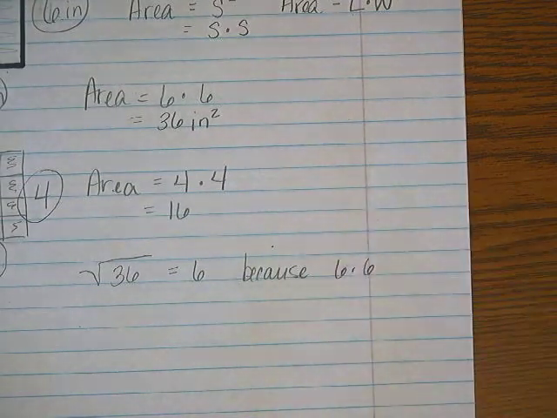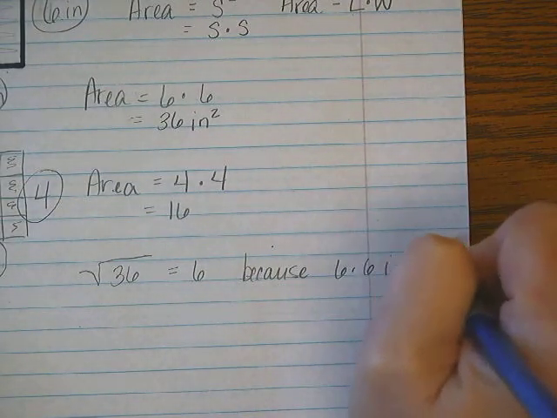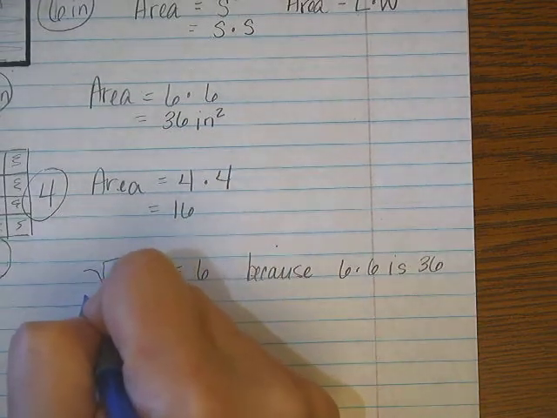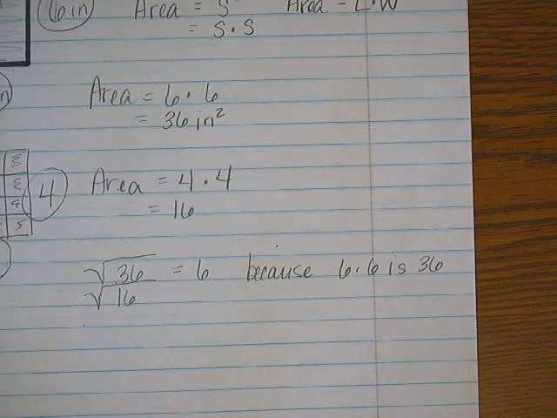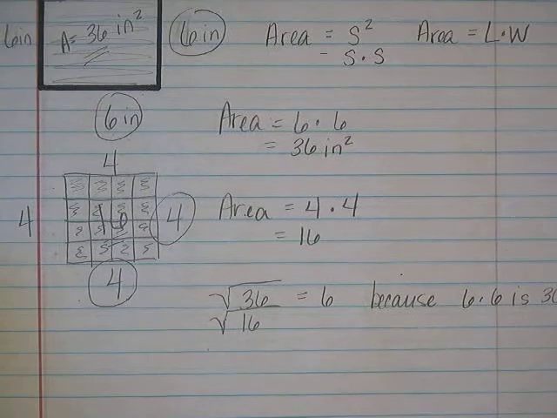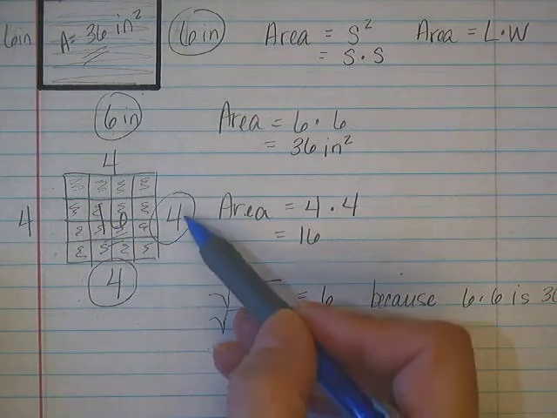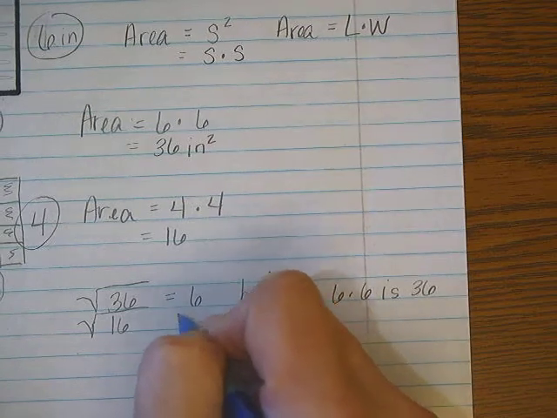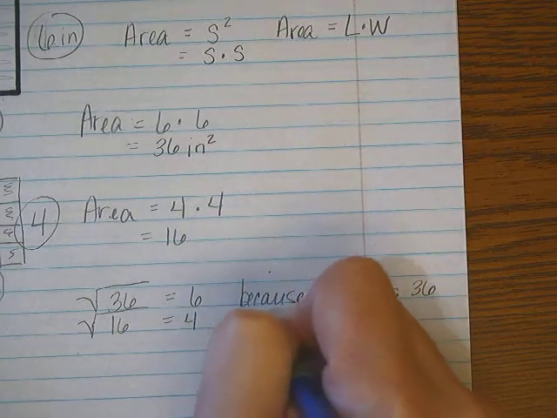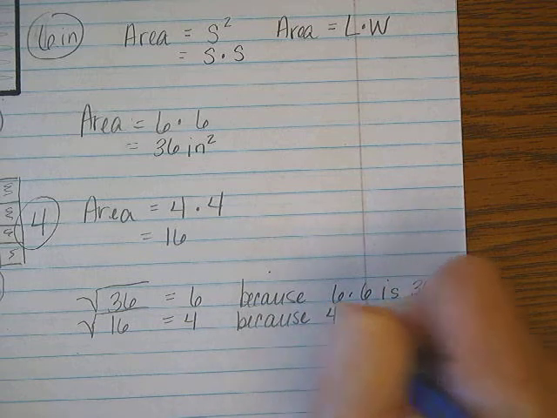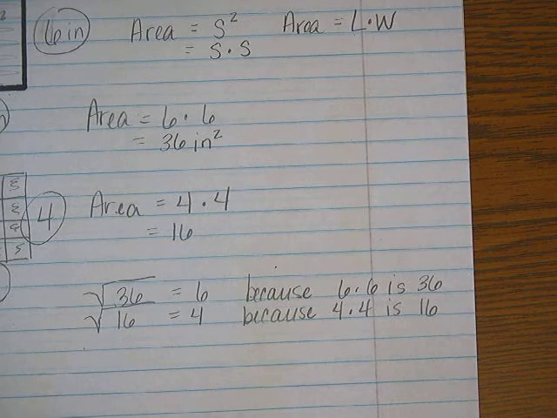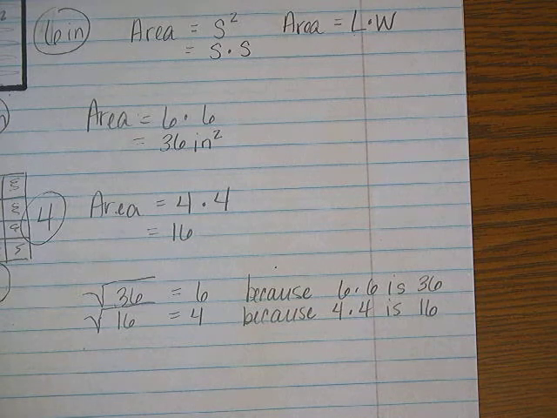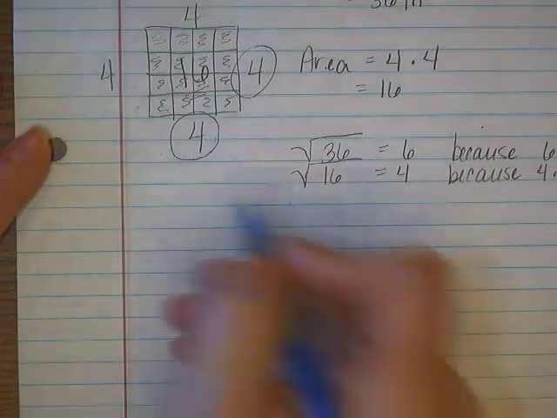because 6 times 6 is 36. Let's try another one. The square root of 16. So that means what number times itself will give me 16? Well, we know that because we just made a square of 16. 4 times itself will give us 16. So the square root of 16 is 4 because 4 times itself is 16. So that's how we find the square root of a number. We figure out what number times itself will give us the number we're trying to find the square root of.